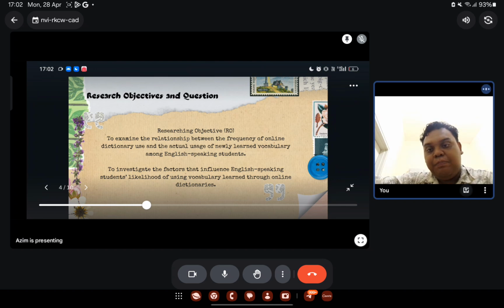Second research objective is to investigate the factors that influence English speaking students' likelihood of using vocabulary learned through dictionaries.